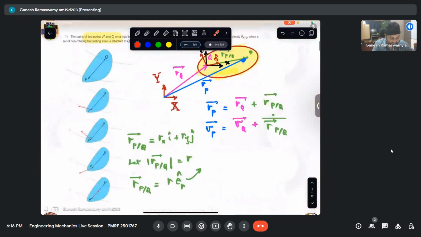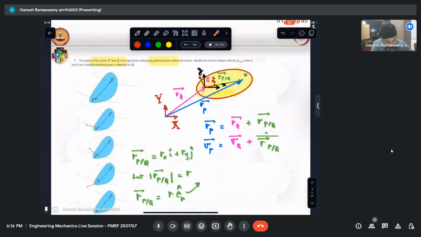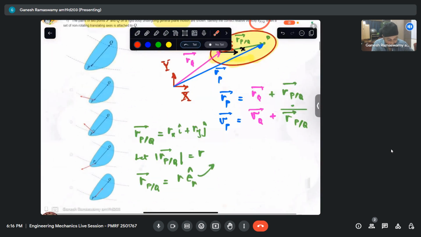Okay, now that we have seen this brief, let us come back and look at this question, which is pretty simple in that sense. Identify the correct velocity of P with respect to Q. So if this is r, what I'm saying is Q's motion I know. Q is moving along this path. Now sitting at Q with a non-rotating translating axis attached at Q, what will be the velocity that I perceive of P?